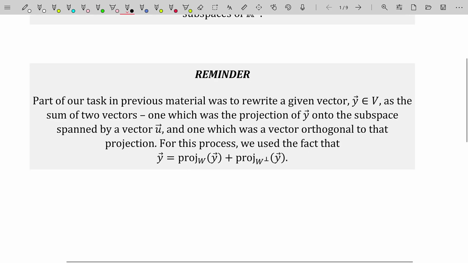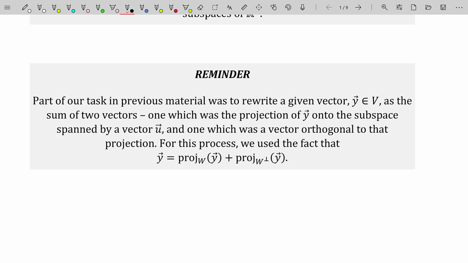And as a reminder, part of our task in previous material was to rewrite a given vector y as the sum of two vectors. And by the way, that y is in some vector space V. Now, those two vectors satisfy the following conditions. One has to be the projection of y onto the subspace spanned by some vector u, and the other was a vector orthogonal to that projection. I was calling that the projection of y onto w perp, and then the vector, which was the projection of y onto the subspace spanned by a vector u, I was calling that the projection of y onto w.